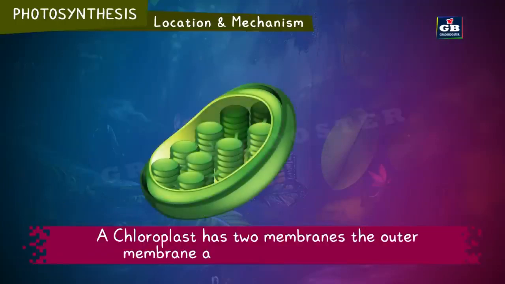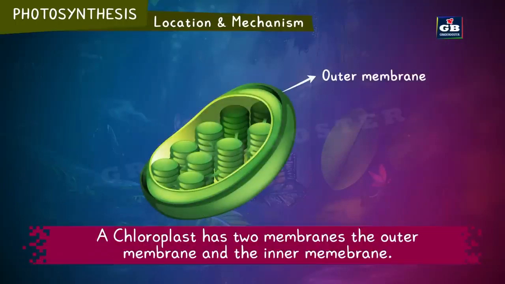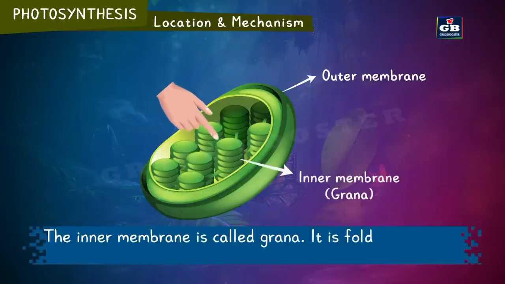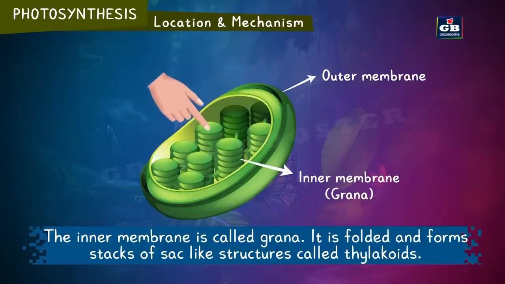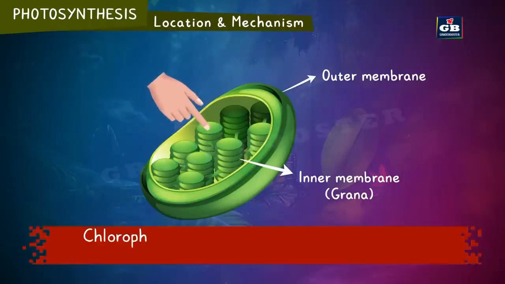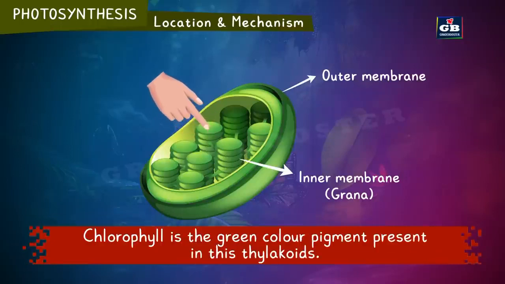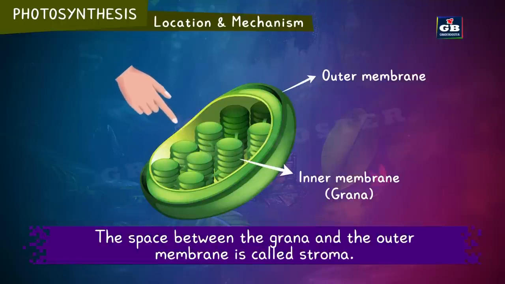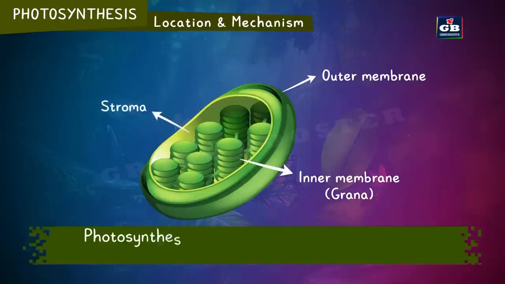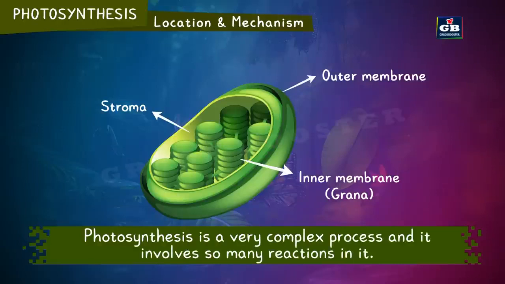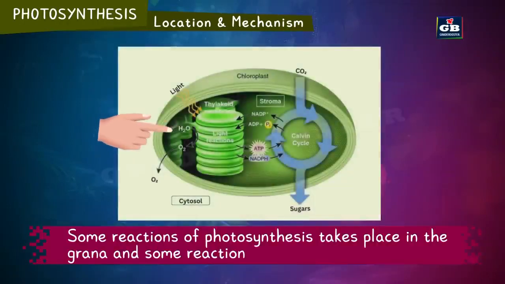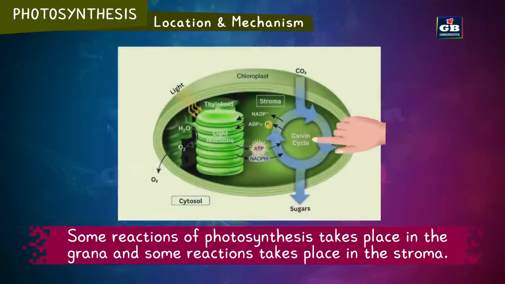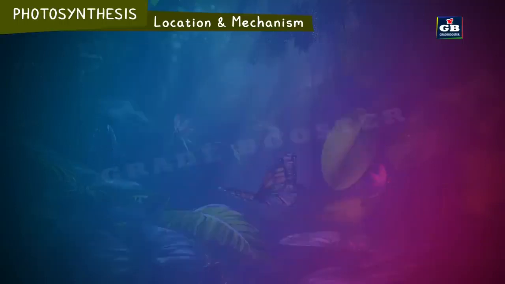A chloroplast has 2 membranes, the outer membrane and the inner membrane. The inner membrane is called grana. It is folded and forms stacks of sac-like structures called thylakoids. Chlorophyll is the green color pigment present in these thylakoids. The space between the grana and the outer membrane is called stroma. Photosynthesis is a very complex process and it involves so many reactions. Some reactions of photosynthesis take place in the grana and some reactions take place in the stroma.